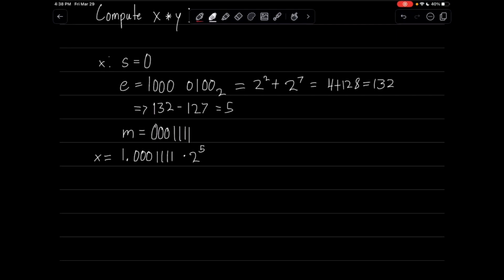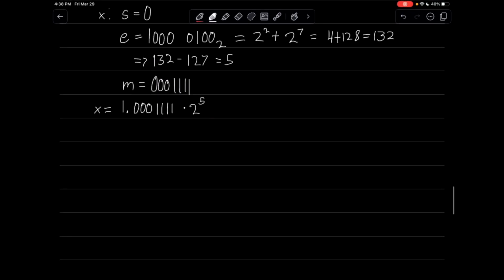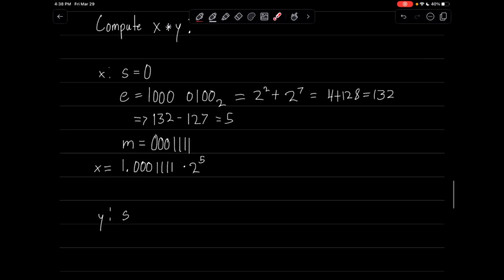Now I just have to do the same thing with y, right? So what does y have? It has a sign. And by the way, the sign being equal to 0 here is just saying that x is positive, right?